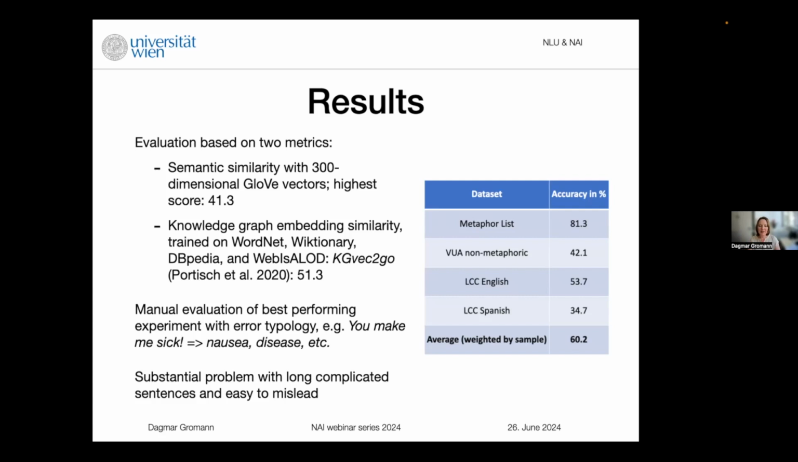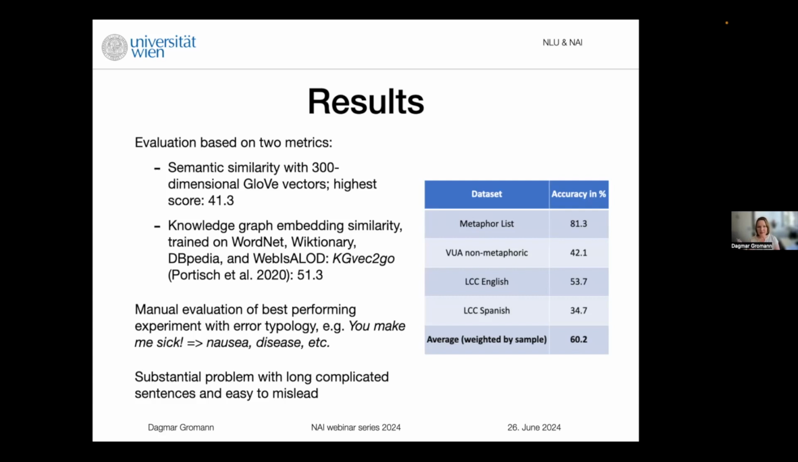Then we used the VU Amsterdam corpus to find a number of non-metaphoric examples, because it was very important for us to make sure that the model can also predict that there is no metaphoric projection whatsoever. And then we used the two languages of the LCC dataset, which are English and Spanish. This dataset is a lot more challenging because it has very long sentences, sometimes even paragraphs, in which the metaphor is to be found and annotated. And it's also domain specific.